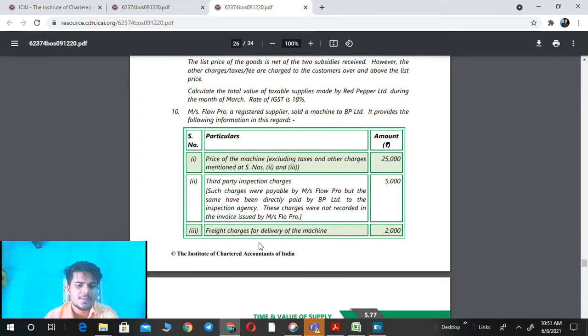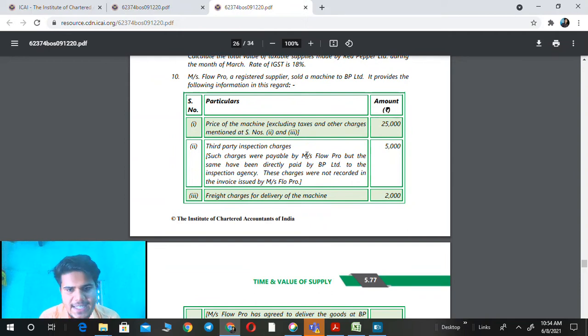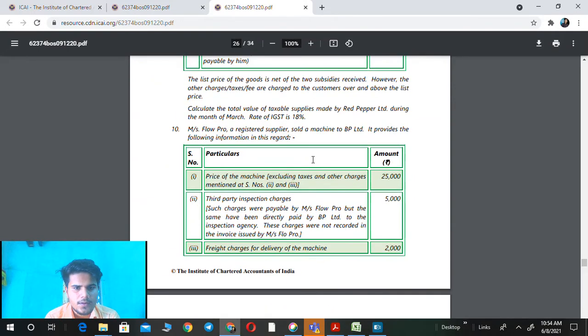Next, question number 10. In question number 10, Messrs Flow Pro, a registered supplier, sells machines to BP Limited. It provides the following information in this regard. Price of the machine excluding taxes and other charges is 25,000. Third party inspection charges. Okay, and such charges were payable by Messrs Flow Pro but paid by BP Limited. Okay.